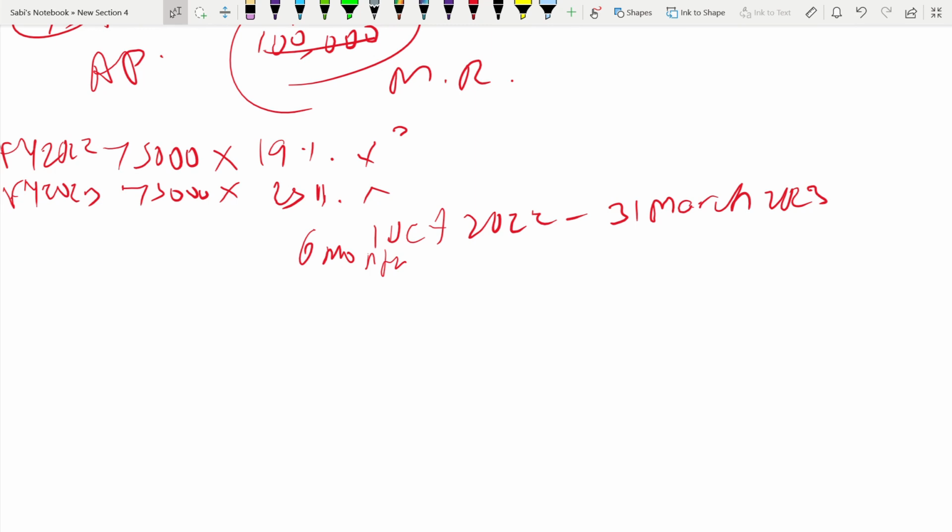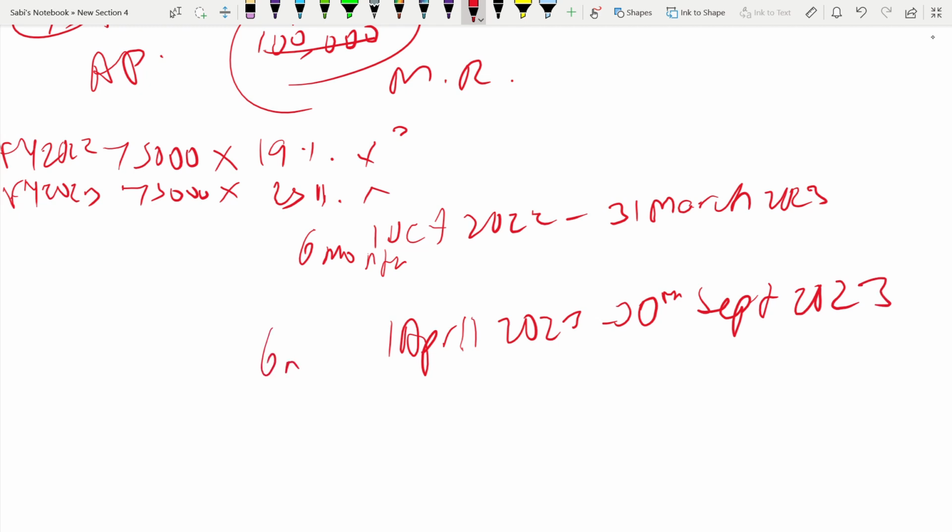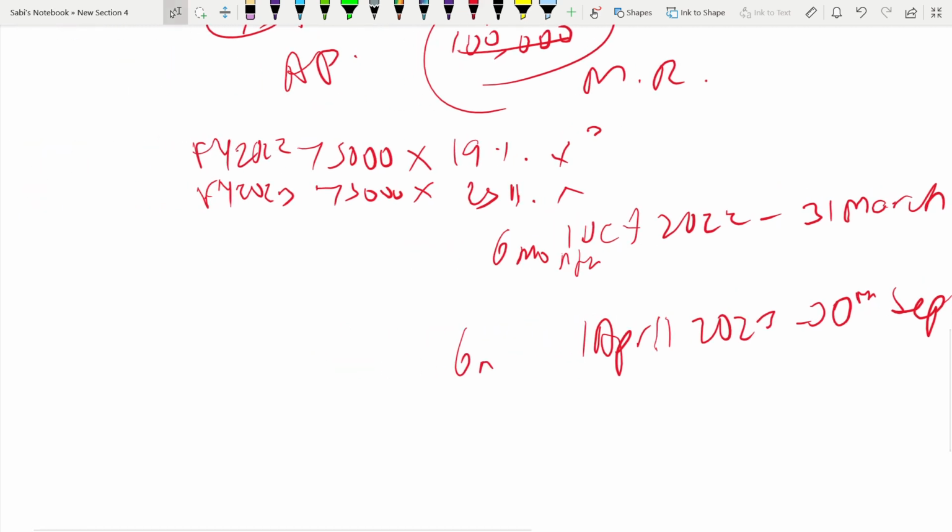Okay. So now, 1st of April 2023 to 30th September is the remaining 6 months. So it's 6 months and 6 months. 7125 and 9375. You add them, and you have to deduct your marginal relief.